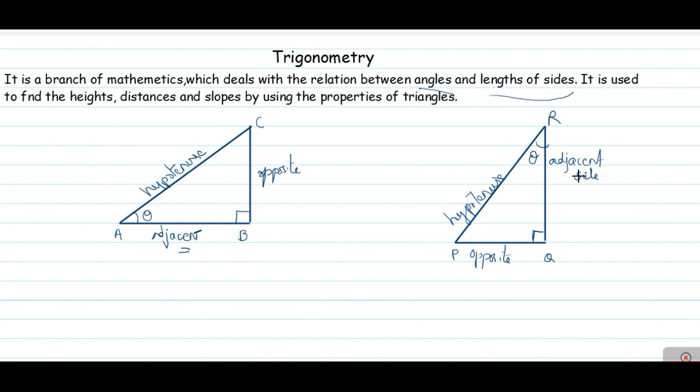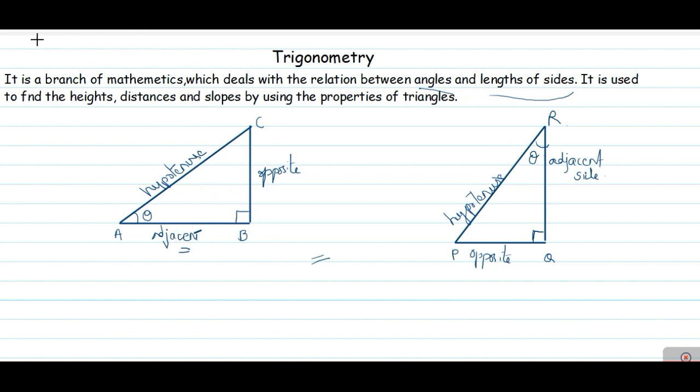So, with respect to the angle, the opposite side and the adjacent side will be different. With respect to angle A, the opposite side was BC and the adjacent side was AB, but here with respect to angle R, the opposite side is PQ and the adjacent side is RQ. You need to understand this very thoroughly. With respect to the angle, find the side which is opposite to that angle, that will be the opposite side. The side opposite to the 90 degrees will be the hypotenuse and the other one will be the adjacent side.